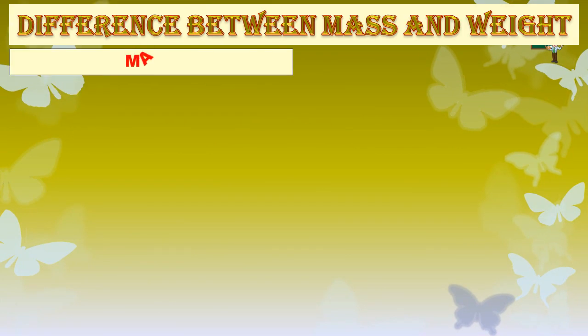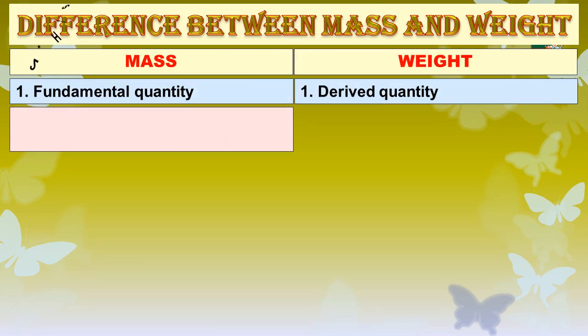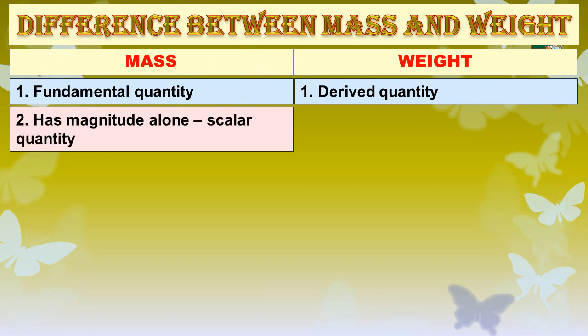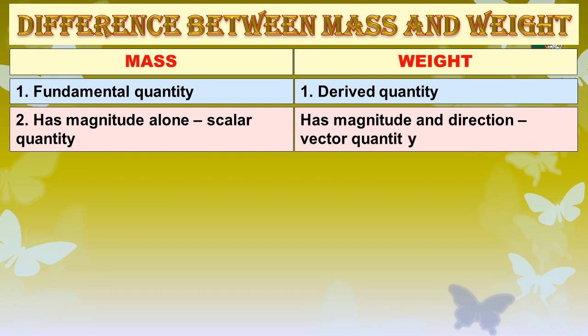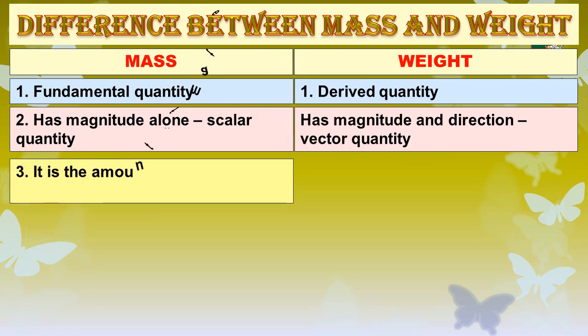Now let's see the difference between mass and weight. First one, mass is a fundamental quantity and weight is a derived quantity. Second point, mass has magnitude alone, so it's a scalar quantity, but the weight is a vector quantity because it has magnitude and direction.